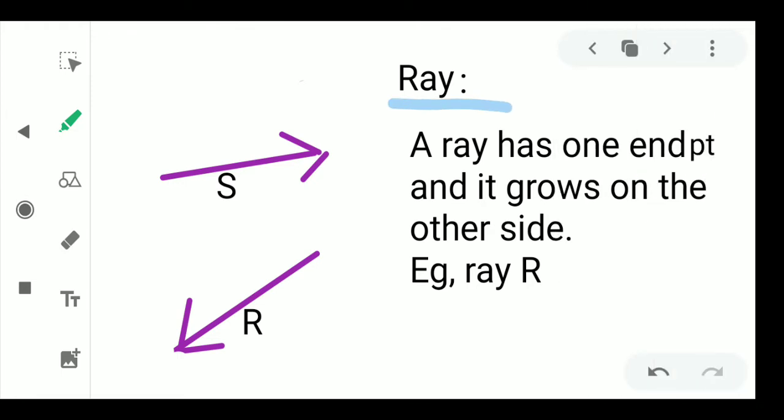Ray. A ray has one starting point and the arrow. The arrow shows that it grows on the other side. For example, ray R, ray S.